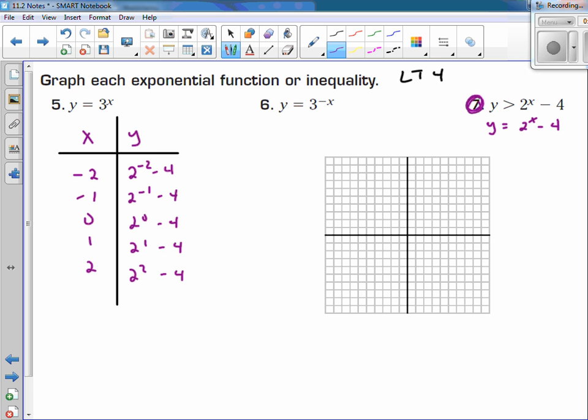But it's important to remember what all these exponents mean. So 2 to the negative second power is not negative 4. So don't do that. That's a common mistake. But 2 to the negative second power is 1 over 2 to the second, or 1 over 4. And so 1/4 minus 4 is negative 3.75. So in the same vein, 2 to the negative first is 1/2. So you get negative 3.5. 2 to the 0 is not 0. Another common mistake. 2 to the 0 is 1.